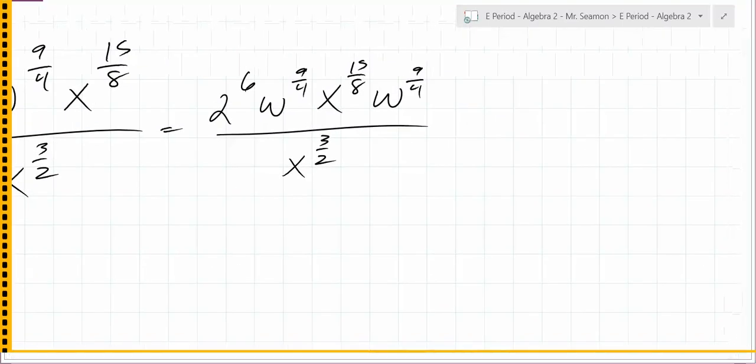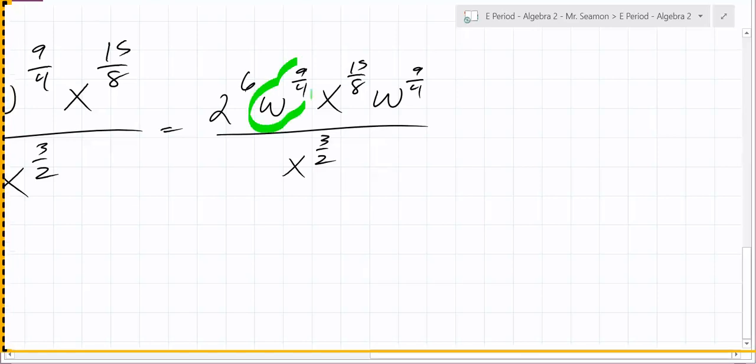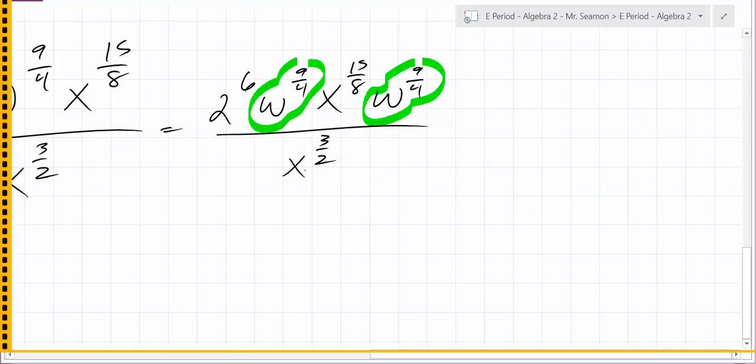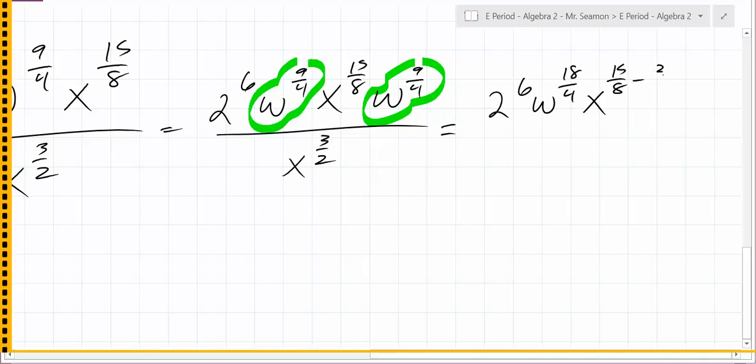Now, is there anything we can pair up here? How about the w to the 9 over 4 and this one, right? What do you do with the powers? If you have the same base and they're multiplied, you add them. So it's going to be 2 to the 6th, w to the what? 18 over 4. And then what do you do with the powers here? It's x to the 15 over 8 minus, because you subtract, right?